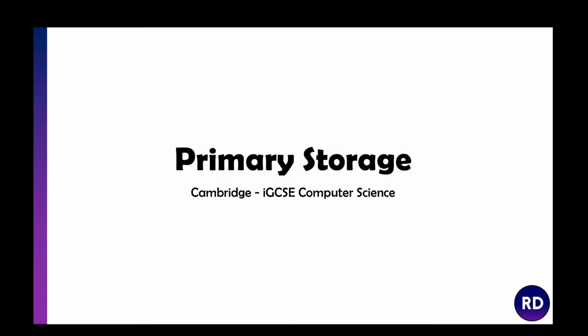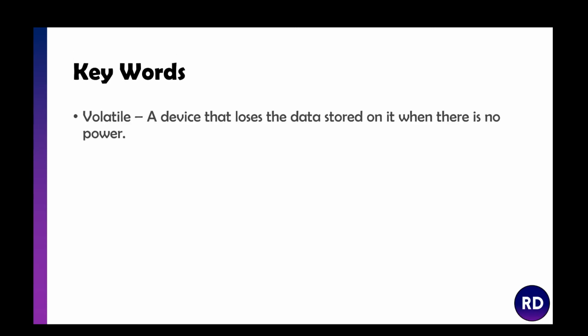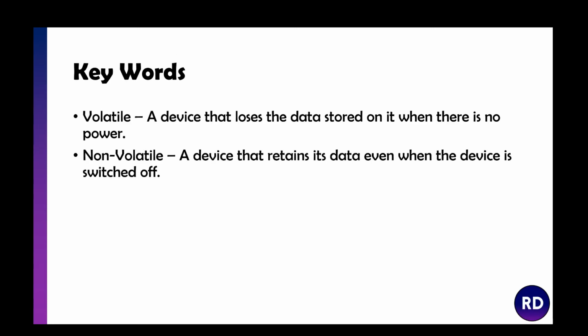In this video, we're going to take a look at primary storage in computer science. So two things I want to talk about first are the words volatile and non-volatile. You'll see them a lot, and you'll see questions saying why is RAM volatile and things like that. What I mean by that is a device that loses data when there's no power.